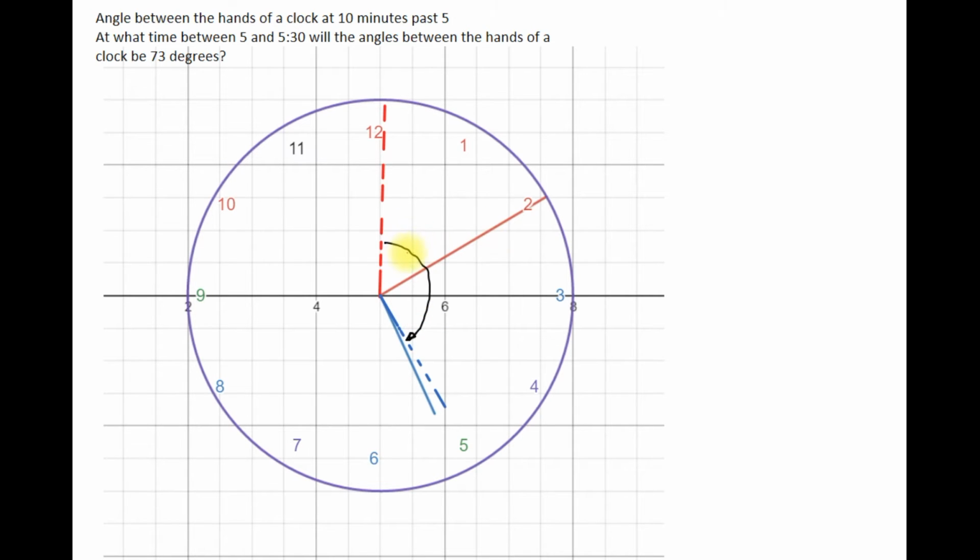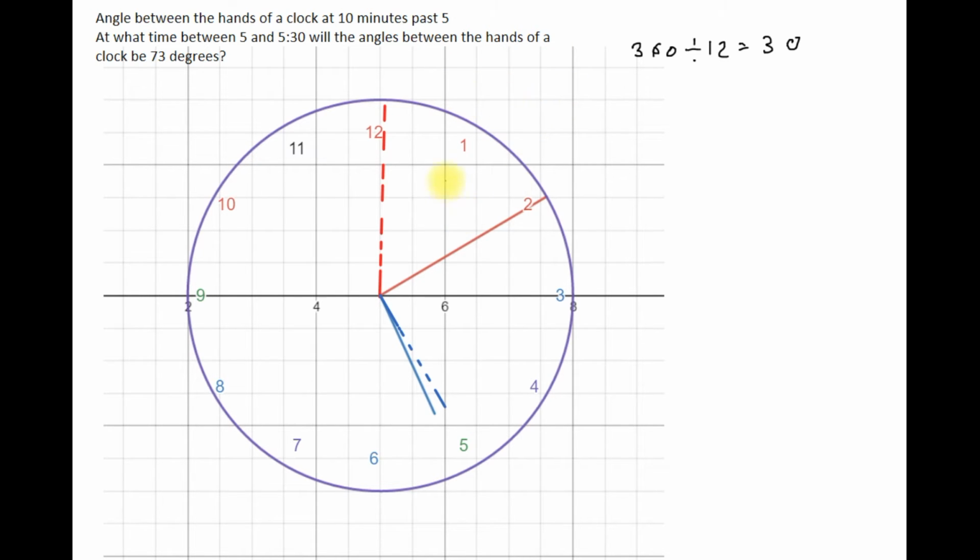it's 150 degrees, because each graduation on a clock is 30 degrees, because it's 360 degrees all around the clock, and it's divided into 12 equal intervals. So 360 divided by 12 is equal to 30. So each graduation here is 30 degrees.